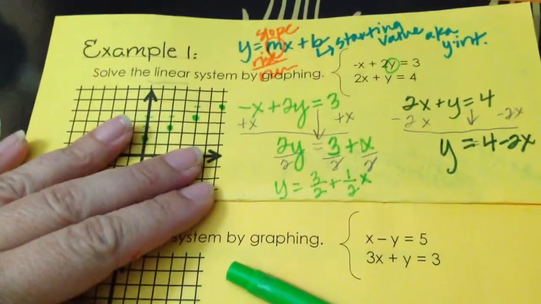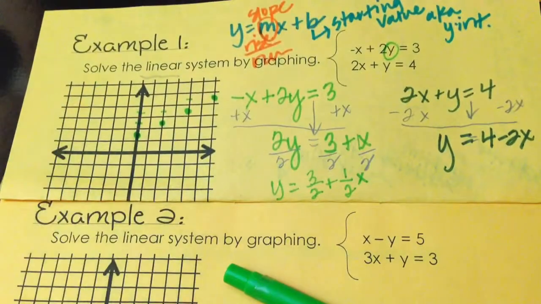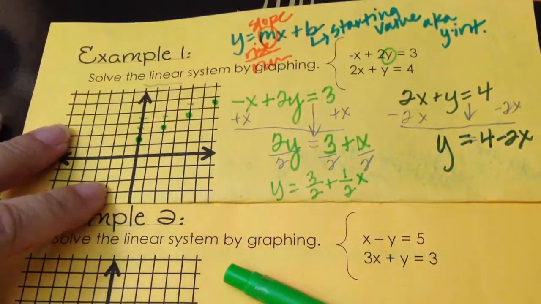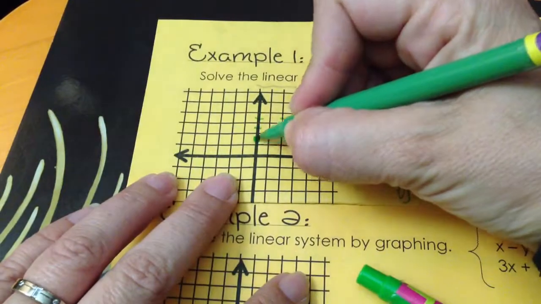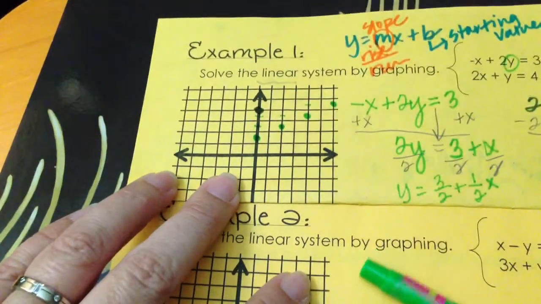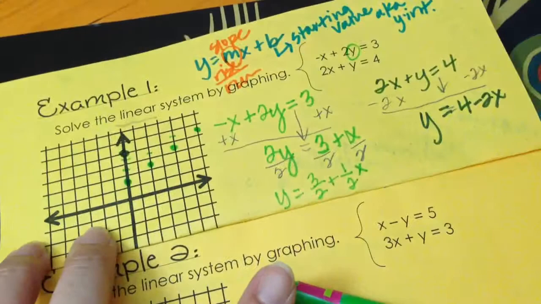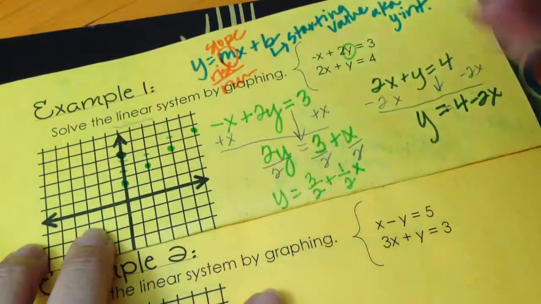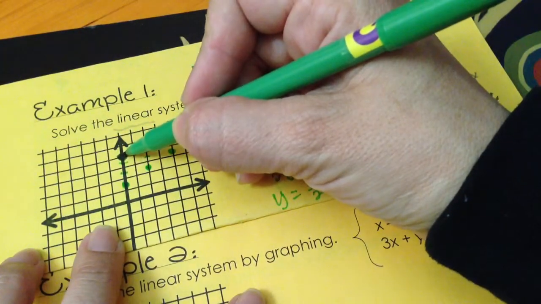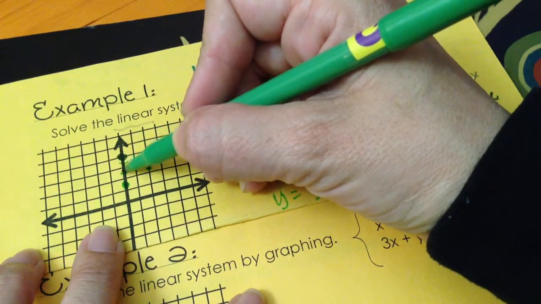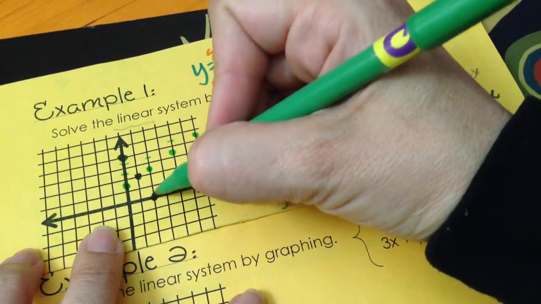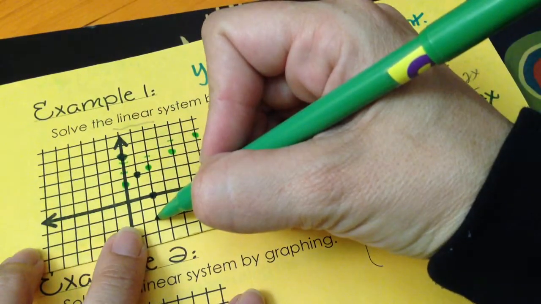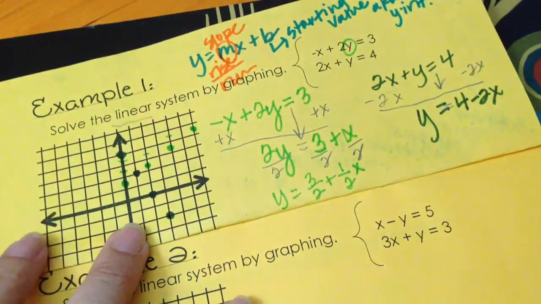So my other one is y equals 4 minus 2x. And so what I'm going to do is start my graph at 4, the b value. The y-intercept is 4. 1, 2, 3, 4. And my slope is -2. So I'm going to think about it as -2 over 1. And I'm going to go down 2, to the right 1. Down 2, to the right 1. Down 2, to the right 1. Now I'm starting to see something here.